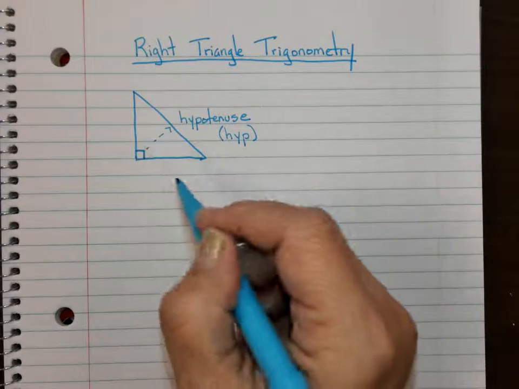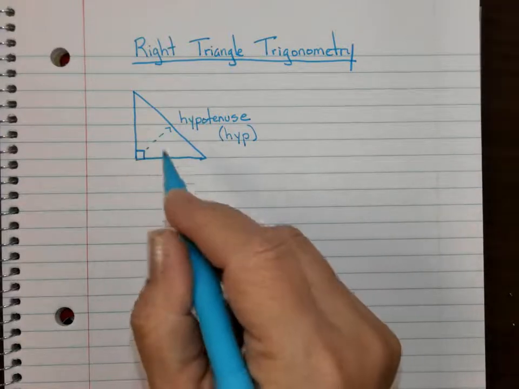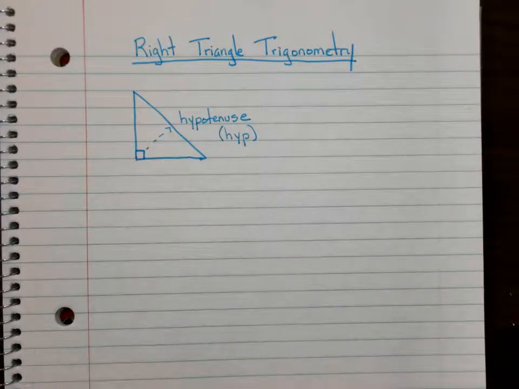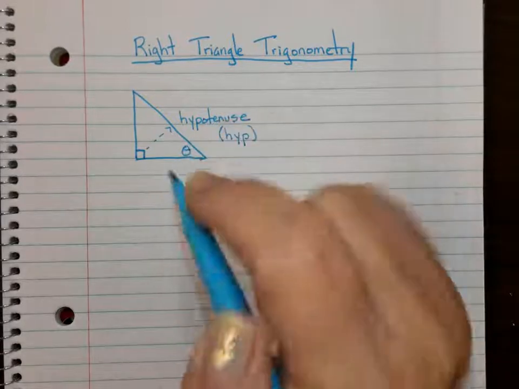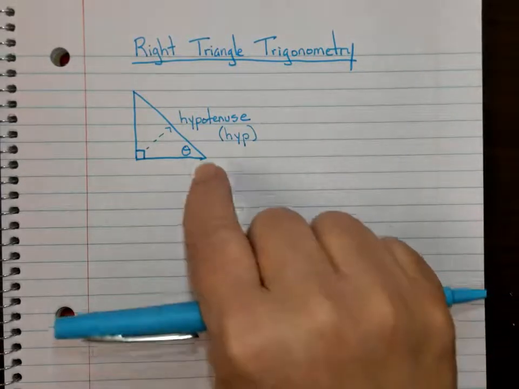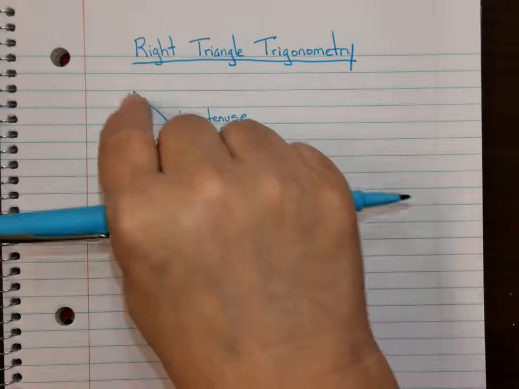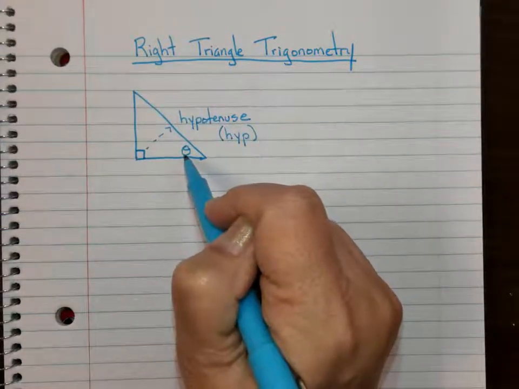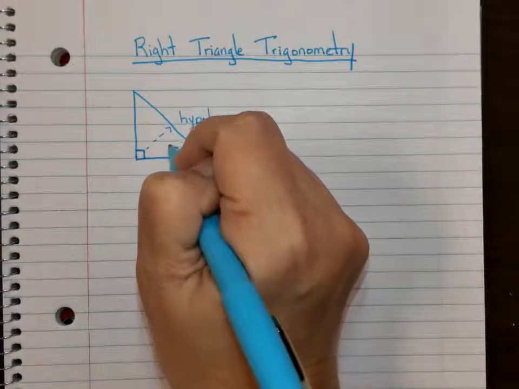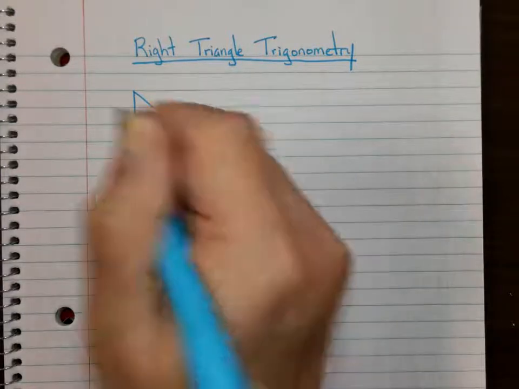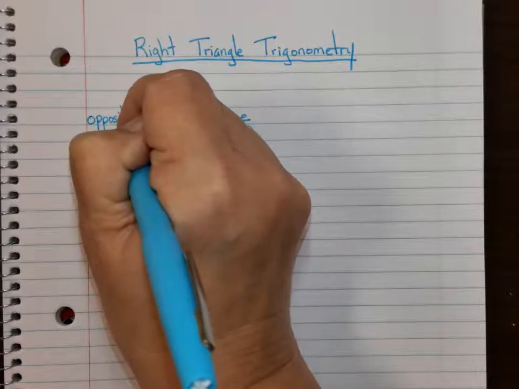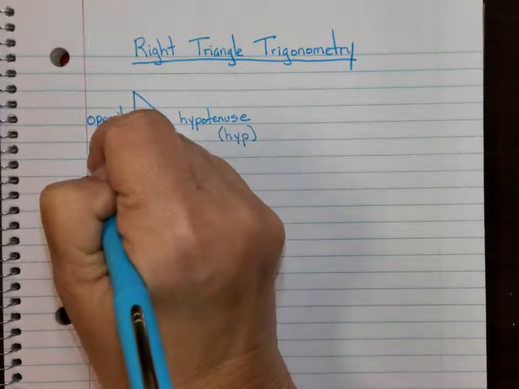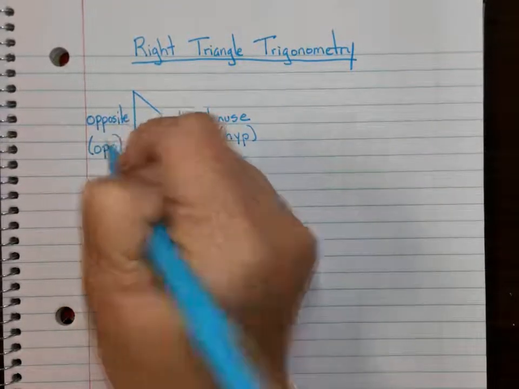And the other two sides, the other two legs of the right triangle, are defined in relationship to the angle marked theta. So if theta is here, and I say if because theta could be either one of these angles. If theta is here, the side that's across from theta is called opposite. And we will abbreviate that OPP.